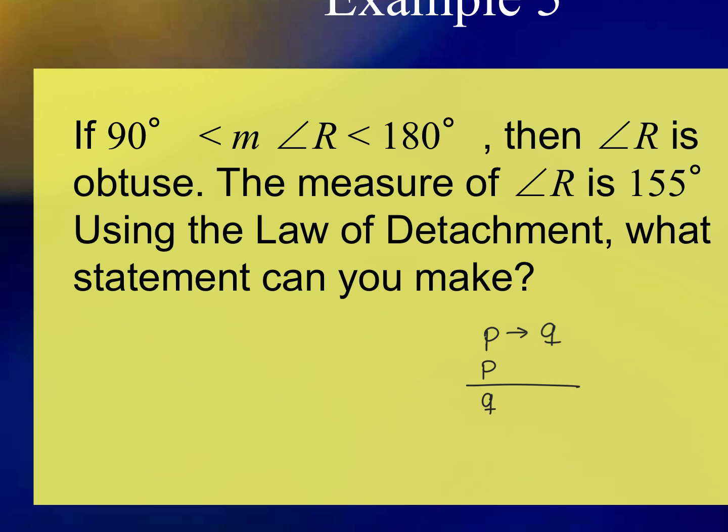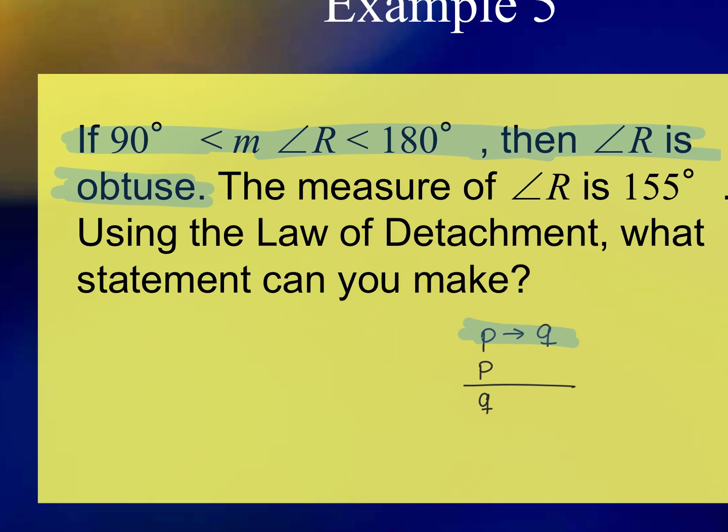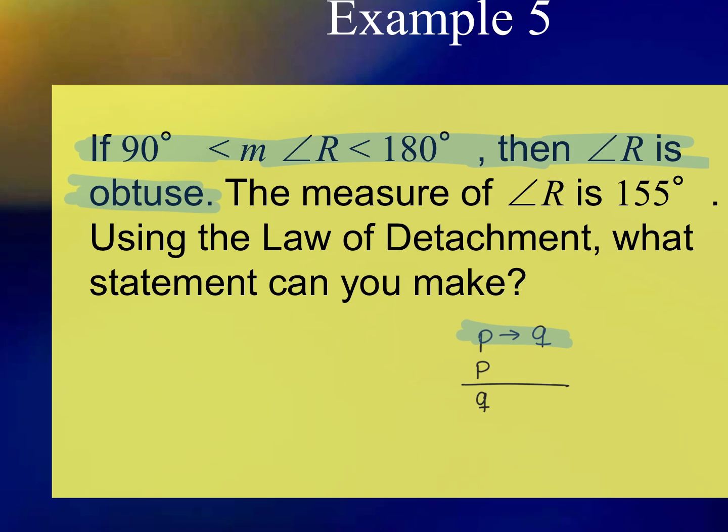Good. So this entire thing right here is my P and my Q. This is my conditional statement. Remember, detaching, I am separating it. So now look what it says. The measure of angle R is 155 degrees. That I separated. That is my P part. How do I know? Because it's what I'm finding.